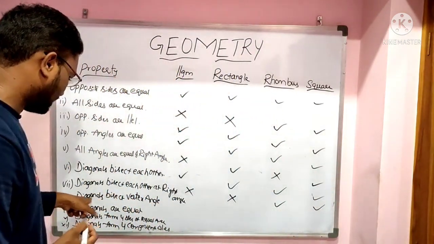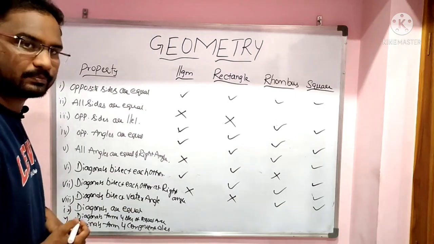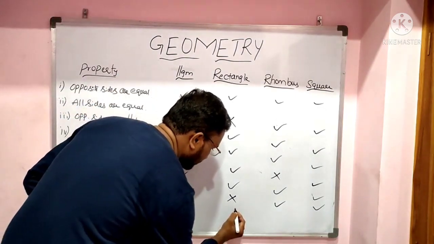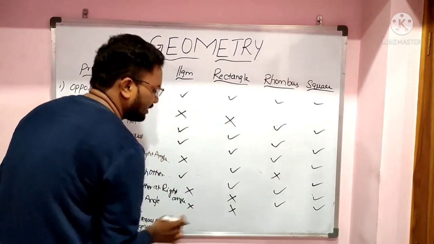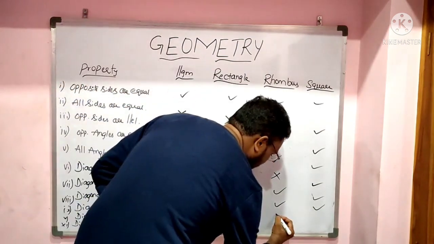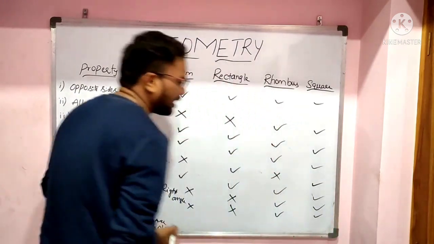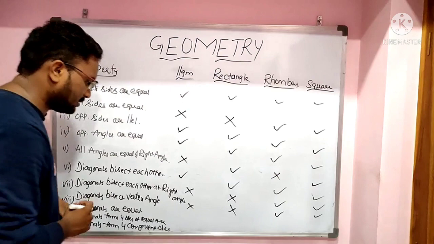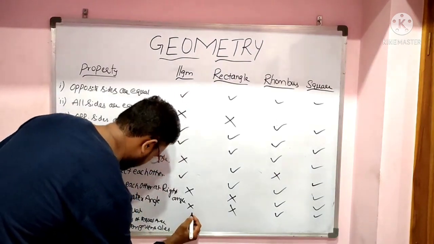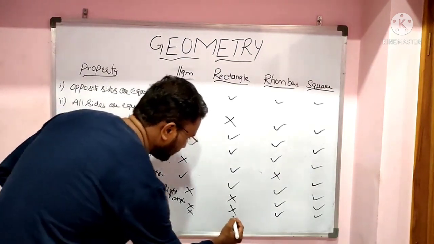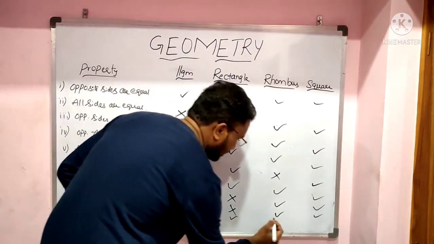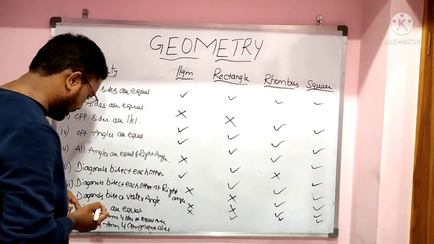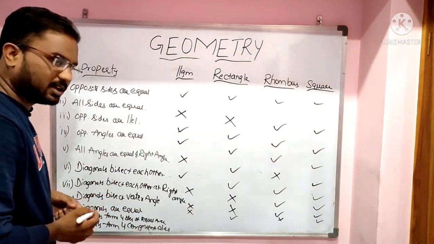Next, diagonals bisect the vertex angles. In a parallelogram and rectangle it is not satisfied, and in a rhombus and square the diagonals bisect the vertex angles. Diagonals are equal. In a parallelogram the diagonals are not equal, in a rectangle the diagonals are equal, in a rhombus diagonals are not equal, and in a square diagonals are equal.